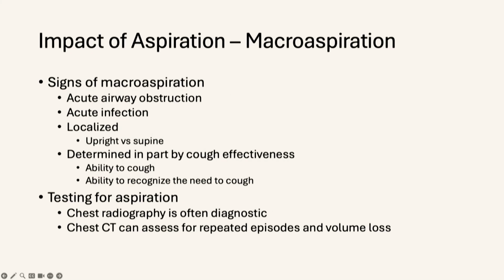So for macro aspiration, this is a bit more obvious. If you've had an event of aspiration, you can certainly get acute airway inflammation. And then we usually associate this with some type of an infection, pneumonia or bronchitis. Sometimes you're able to localize this on a radiographic image. If it's early and if it's a radiolucent material, then you may not actually see where the aspiration has occurred.